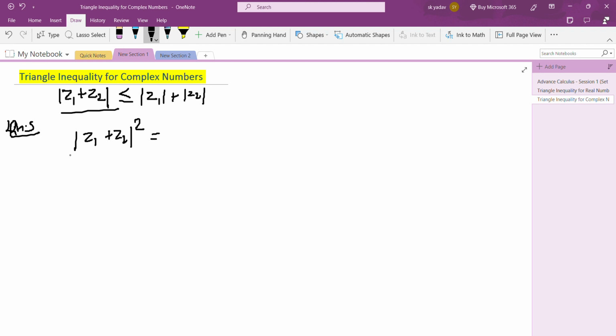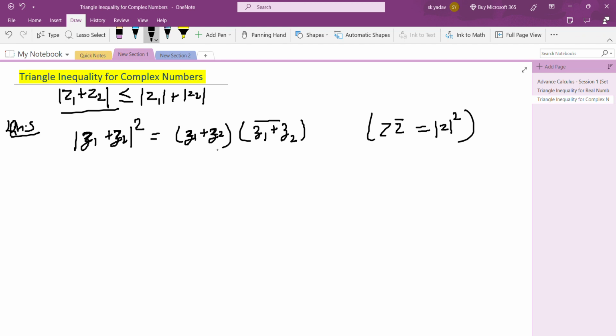When we break this one, it is equal to Z1 plus Z2 times the bar conjugate of Z1 plus Z2. I'm writing it this way because the formula is that Z times Z conjugate is equal to the modulus of Z squared. So the same formula has been applied over here.